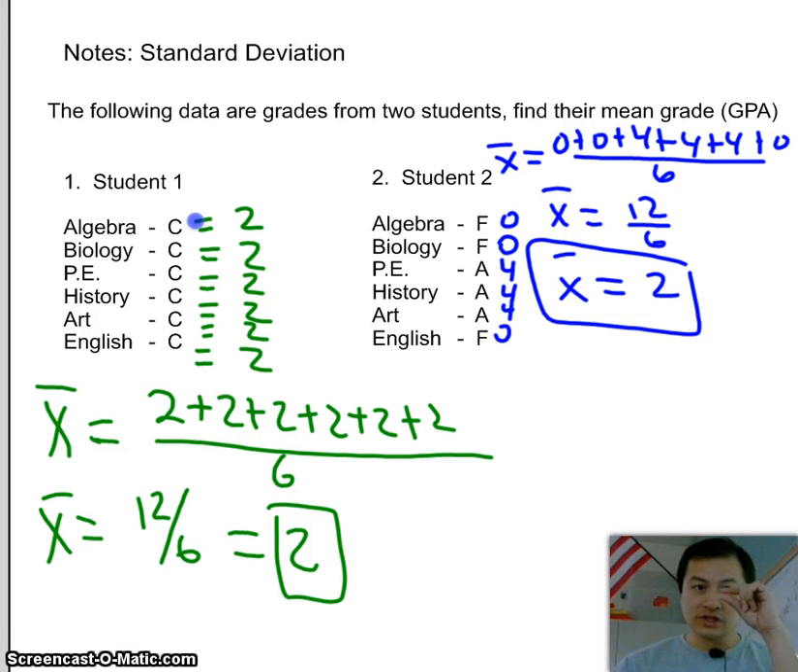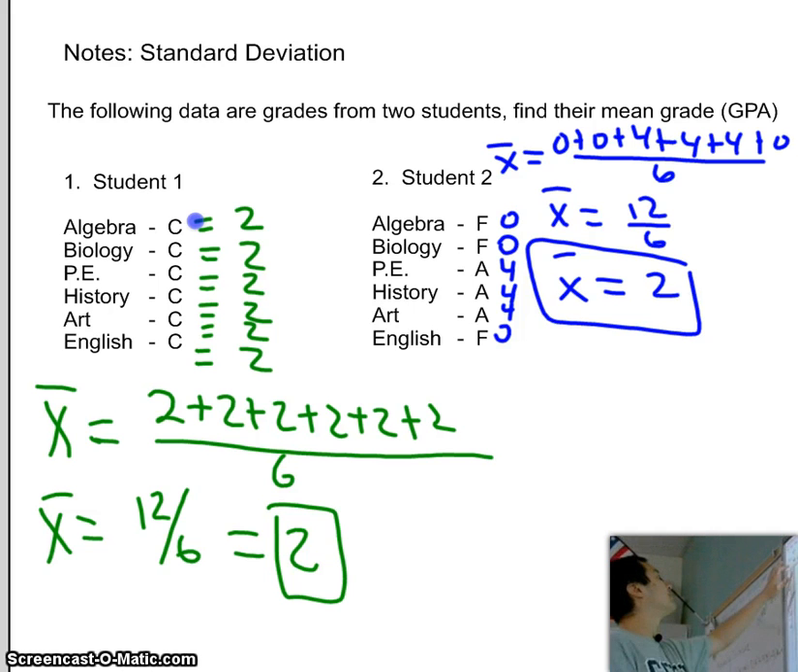The lower the standard deviation, the closer the numbers are together. The higher the standard deviation, the farther apart the numbers are going to be. So let's take a look. How do you find standard deviation?